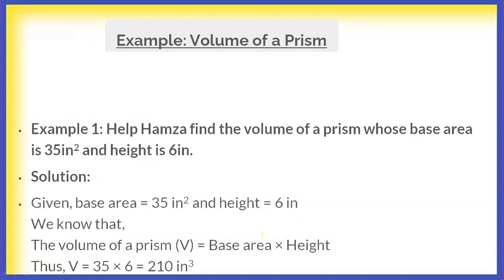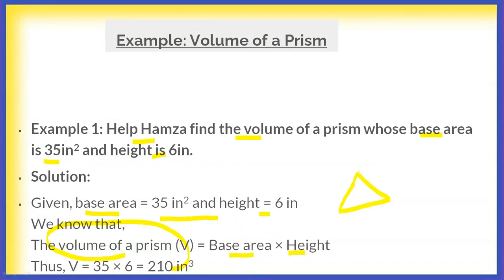Okay, so let's solve some examples. We are finding the volume of a prism. Help Hamza to find out the volume of a prism whose base area is this and the height is this. Now they are giving you the base area, so it will be easy for us. Base area and height they are giving you, and we know we have to use the formula. Volume means base area multiplied by height.